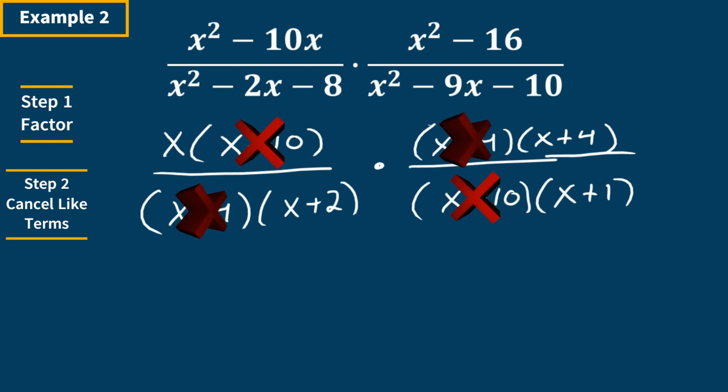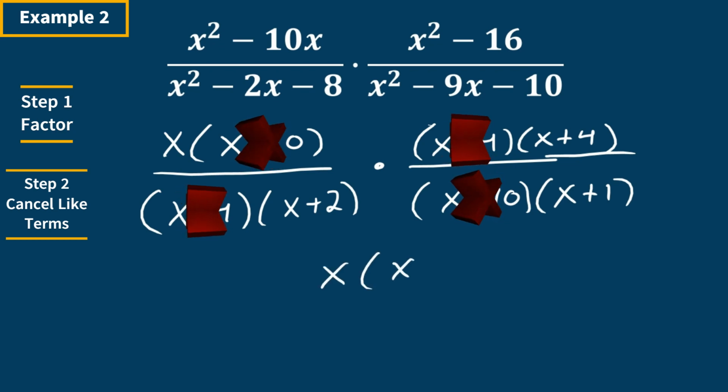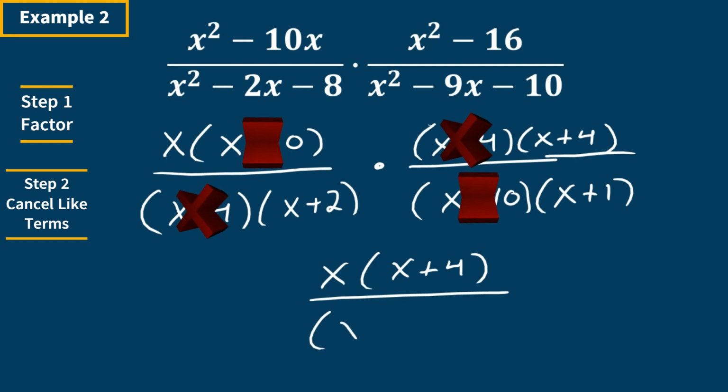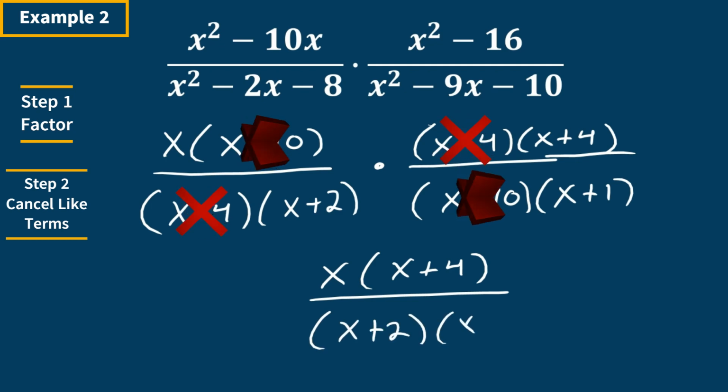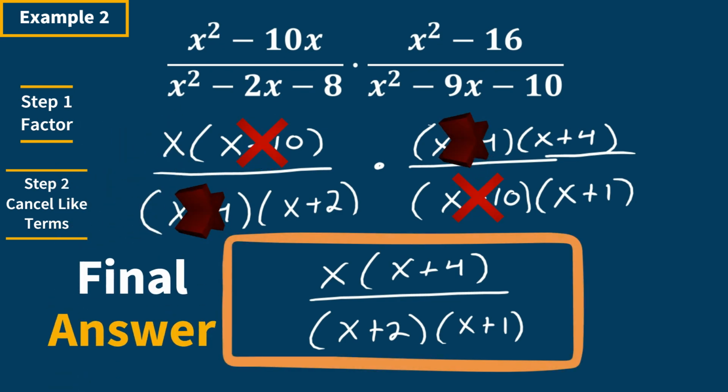Now that we've canceled everything, all we do is write down what's left. In the numerator, what we have is x times x plus 4. In the denominator, what we have is x plus 2 and x plus 1. Since there are no other terms for us to cancel, this is going to be our final answer.